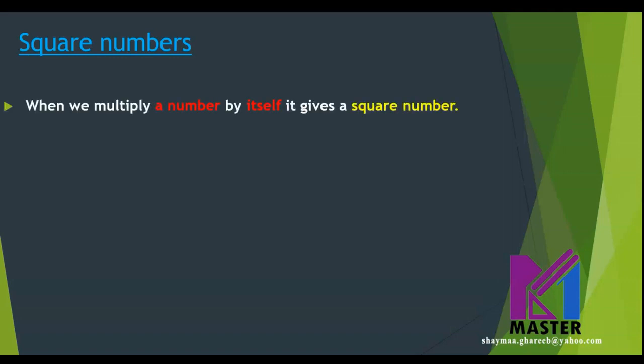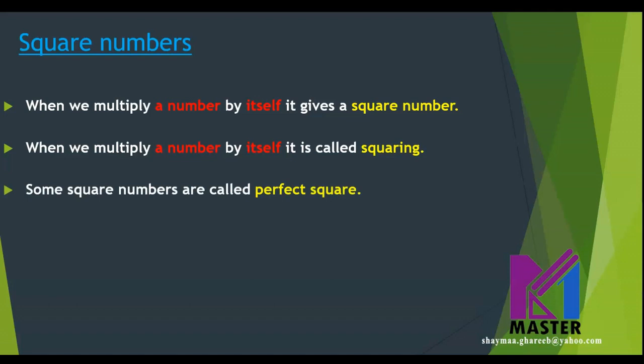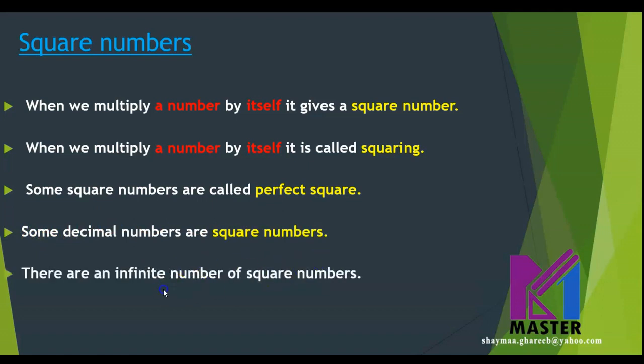Let's remember together some important information about the square numbers. We know that when we multiply a number by itself, it gives a square number. And when we multiply the number by itself, it's called squaring. So we square the number to get a square number. Some square numbers are called perfect squares. When we multiply an integer by itself, it gives a perfect square. Some decimal numbers are square numbers. There are an infinite number of square numbers.